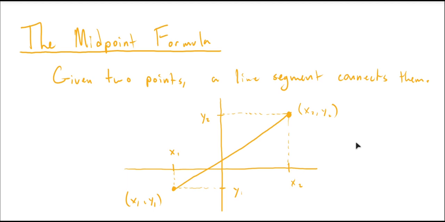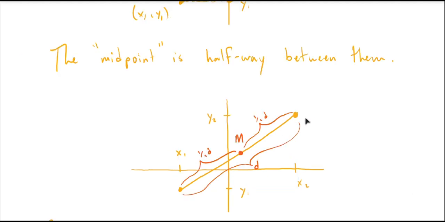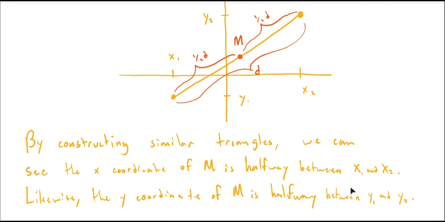So now let's talk about the midpoint formula. The midpoint formula lets us find the halfway mark, that is, half the length down a line segment. If the line segment had length d, we're going to be interested in what value is half of d down the line segment this way, and therefore half of d down the line segment this way. We'll call this point M. And what we can do is construct similar triangles to see that this coordinate is also halfway between the coordinates x2 and x1 and halfway between the coordinates y2 and y1.